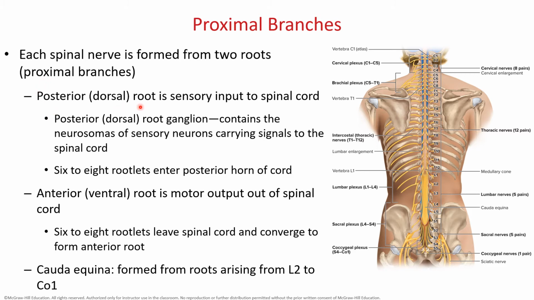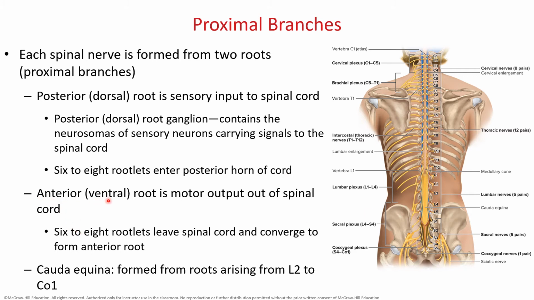So you have your posterior dorsal root, which is, remember, posterior sensory information comes in the back and motor information comes out the front door. So posterior root is sensory input to the spinal cord. The posterior or dorsal root ganglion contains the neurosomas, those cell bodies of sensory neurons carrying signals to the spinal cord, and 6 to 8 rootlets enter the posterior horn of the cord. So we had that in that picture too. I don't have that picture up right here now, but we'll be able to see that in a little bit.